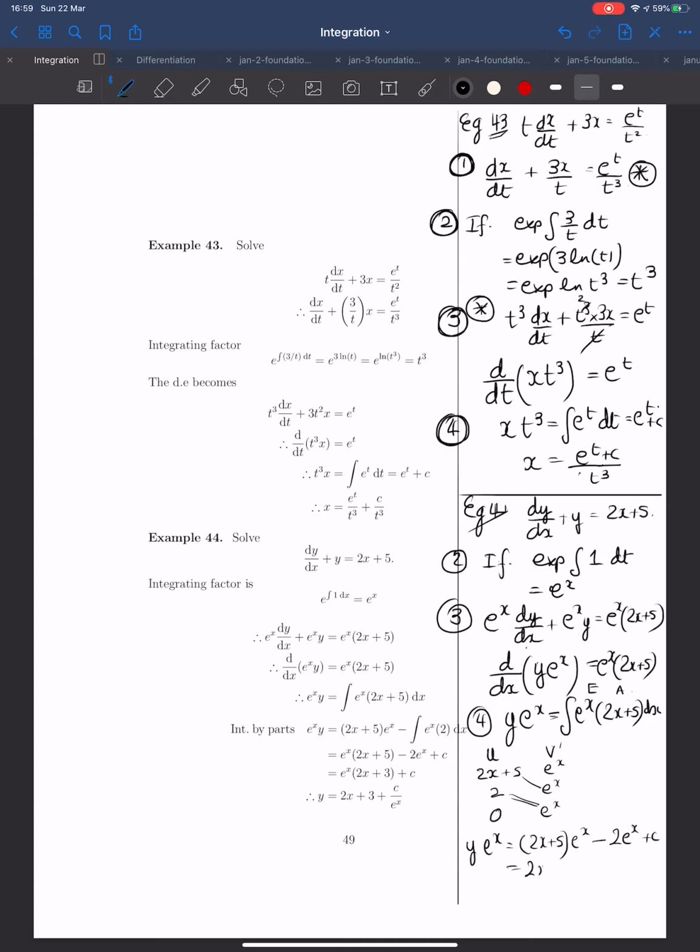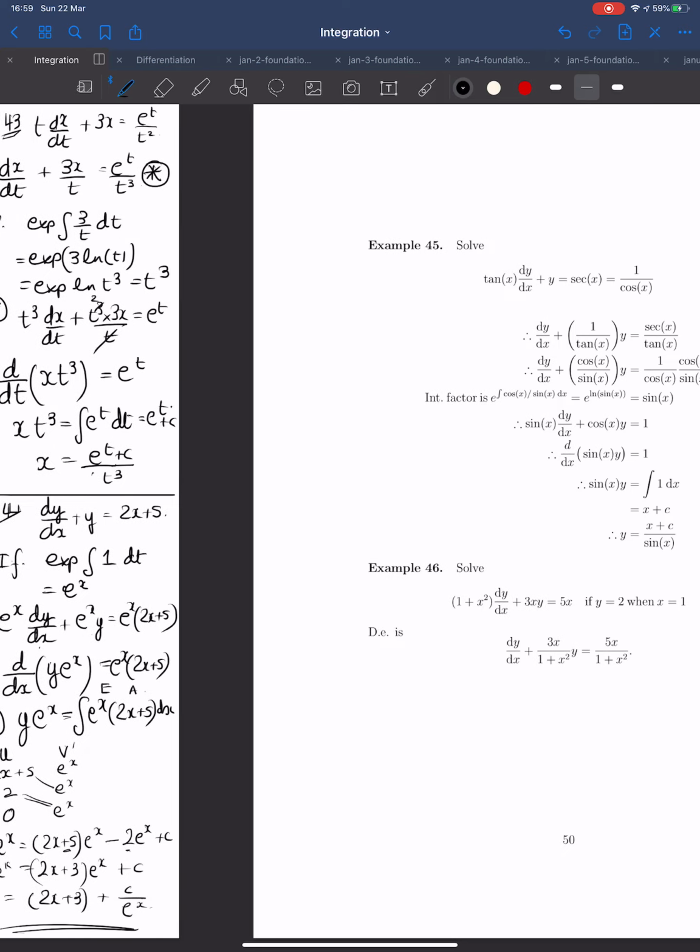So it's 2x plus 3 e to the x, because that 5 and that 2, 5 minus 2 is 3, plus c. So y is, divided both sides by e to the power x, 2x plus 3 plus c over e to the power x. That's example 44.